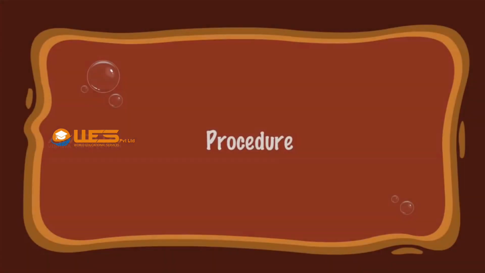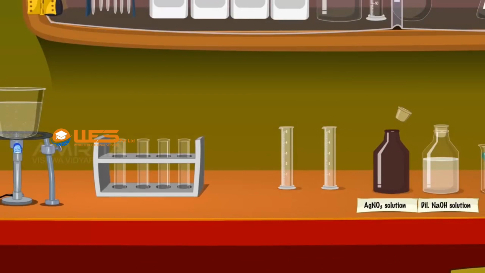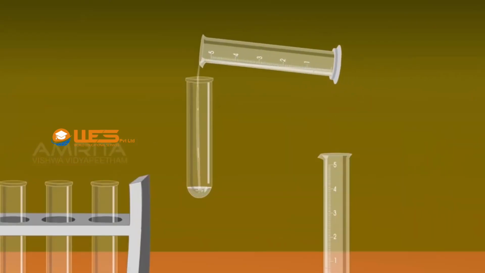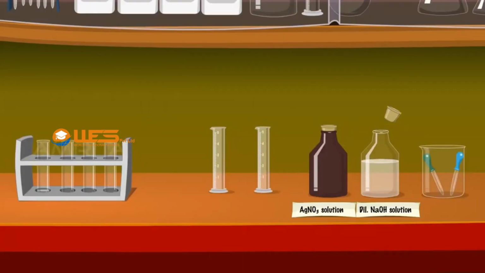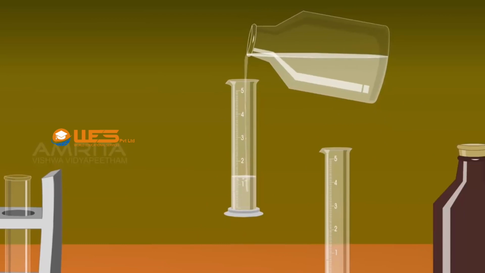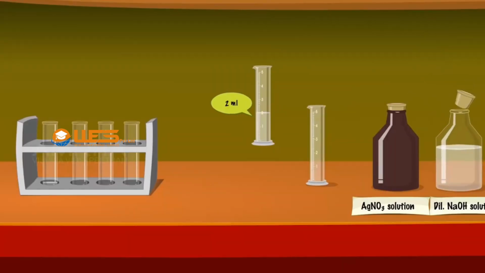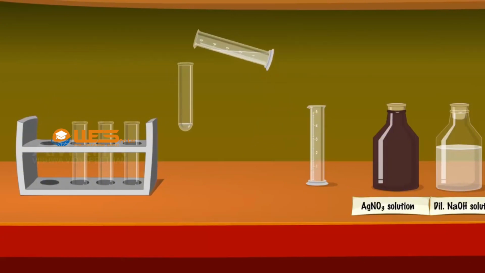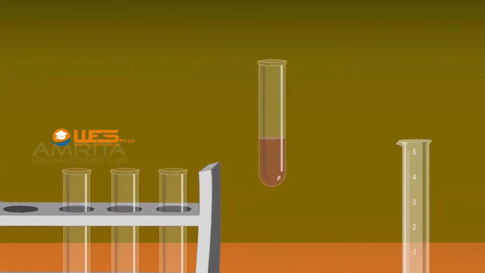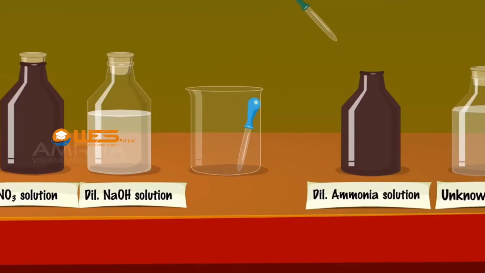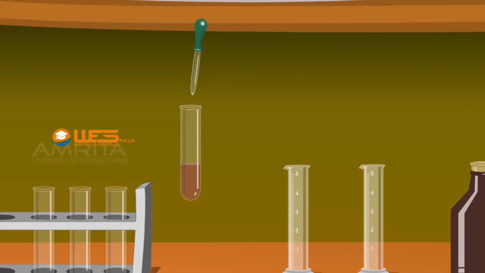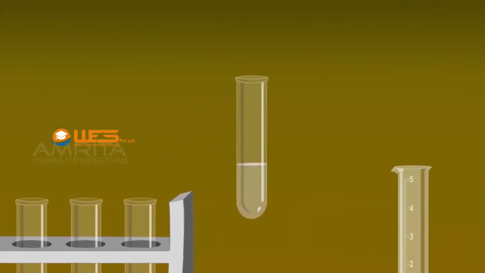Tollens test. Procedure. Take 1 ml of silver nitrate solution in a measuring jar. Pour it into a clean test tube. Take another measuring cylinder. Take 2 ml of dilute NaOH solution in it. Pour it into the same test tube. Silver nitrate reacts with sodium hydroxide to form brown precipitate of silver oxide. Take a dropper. Add dilute ammonia solution dropwise to the test tube. The precipitate will dissolve in the solution.